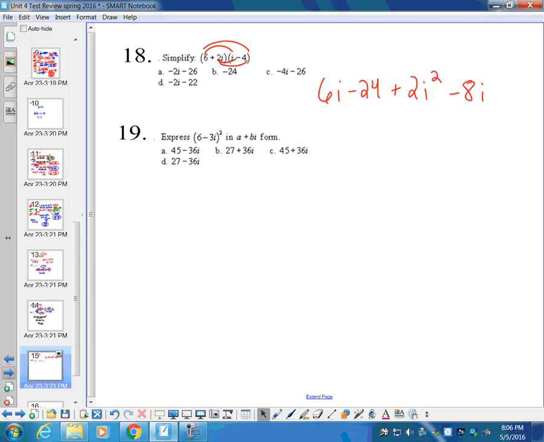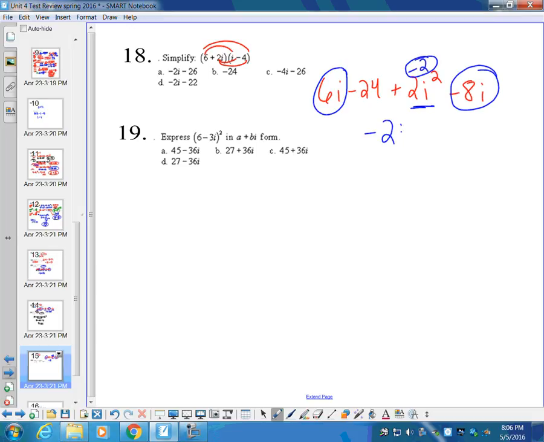So this time our i squared was not at the very end because they flipped the way it was written. They put the i minus 4 first. So that put our 2i squared here. So we've got a 6i and a negative 8i. So that's going to give us negative 2i. We got 24, and this is really minus 2 when you multiply by the negative 1. So you get negative 26.